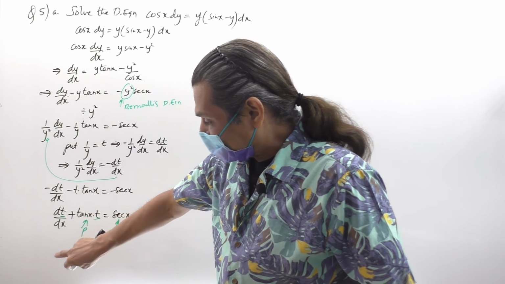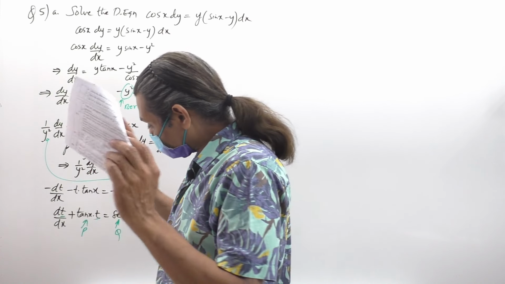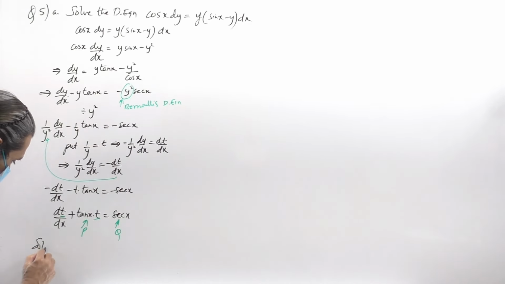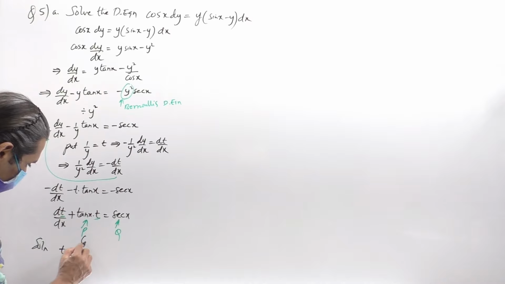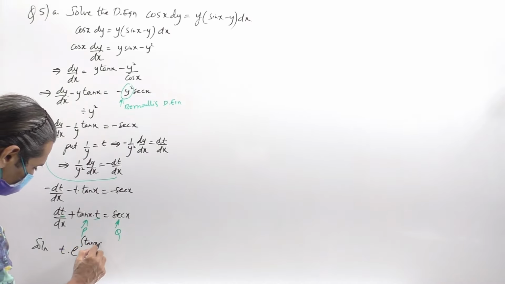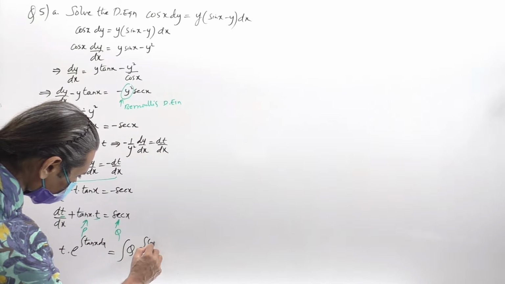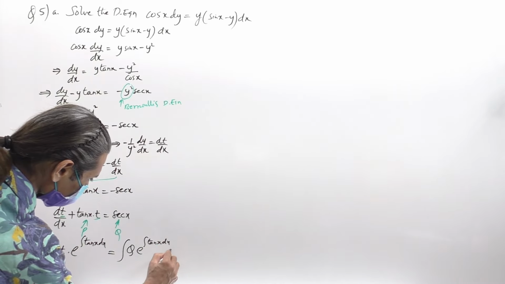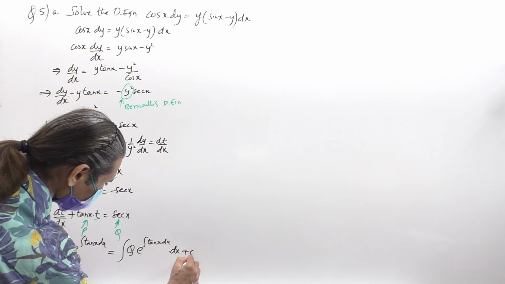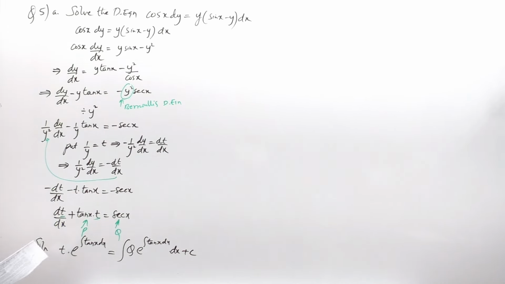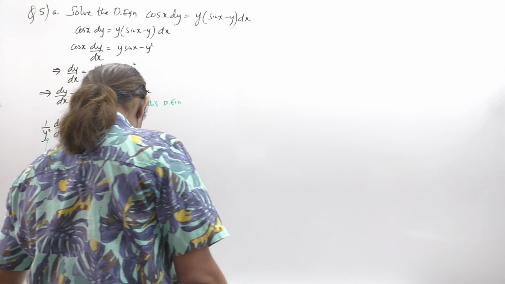Here in place of y it's linear in t. So the solution here will be t into e raised to integration of p, which is tan x, dx, is equal to integration of q into e raised to integration of tan x dx, dx, plus c. That's the solution. So what I'll simply do is find e raised to integration of tan x, and put it here and see what the actual solution is.